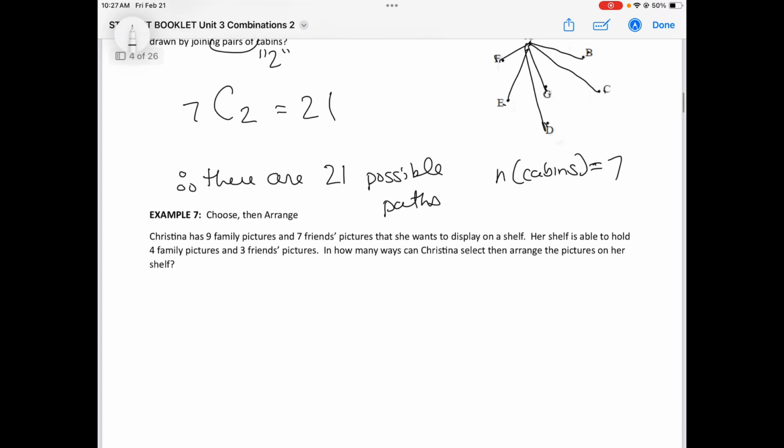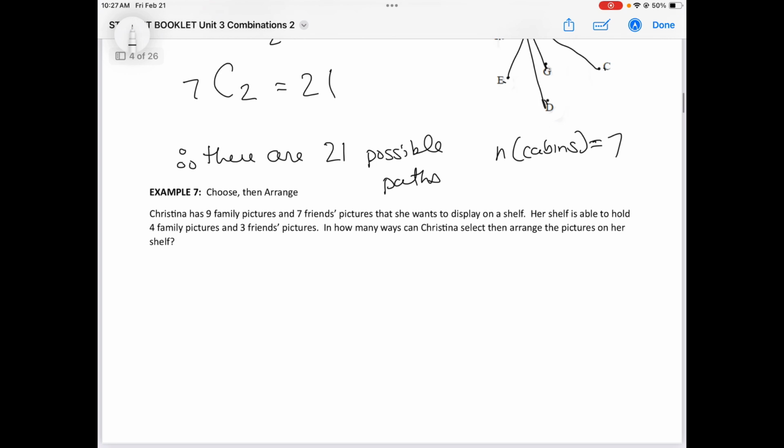Okay. Last one, this is a little bit higher order thinking because we're going to choose and then we're going to arrange them. So this is taking into account the choose function: how many different ways are there to choose something? But then arranging is permutations. So once we choose it, how can we actually line them up?